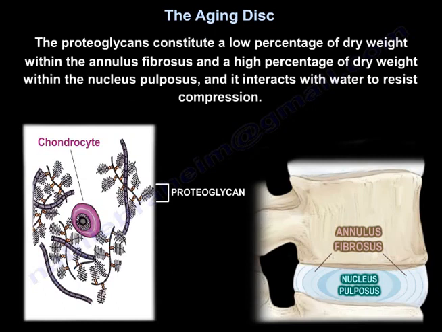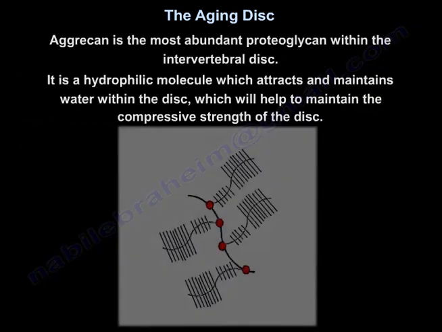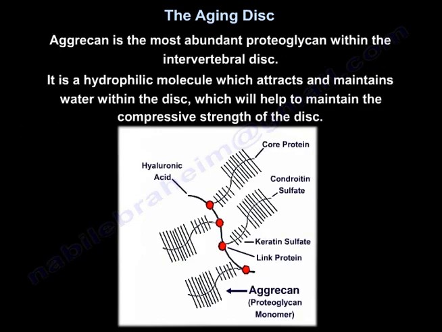The proteoglycan constitutes a low percentage of dry weight within the annulus and a high percentage of dry weight within the nucleus, and it interacts with water to resist compression. Aggrecan is the most abundant proteoglycan within the intervertebral disc. It's a hydrophilic molecule which attracts and maintains water within the disc, and that will help to maintain the compressive strength of the disc.